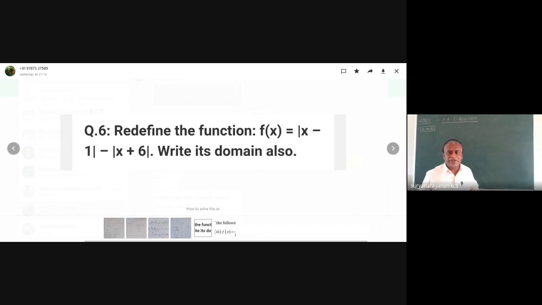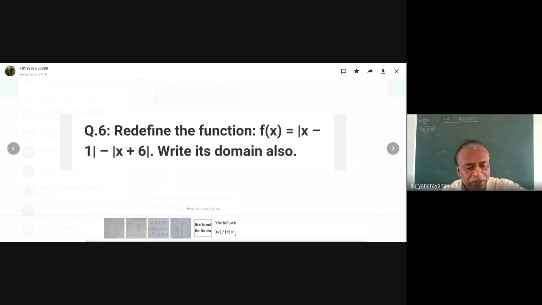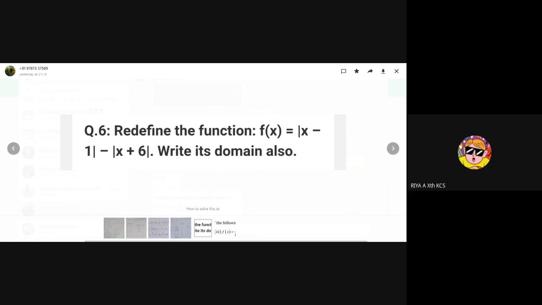Maria, where did you get this question from? Sir, in Byju's, sir.